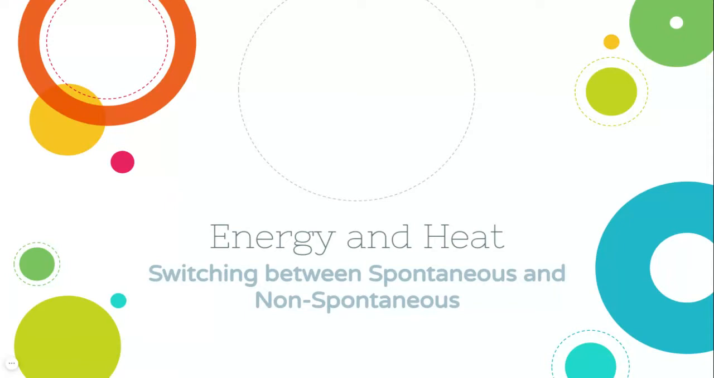This is the one where I was asking you to solve for T. What we're really doing when we use the Gibbs free energy equation to solve for T is to figure out the point where we switch our reaction between being spontaneous and non-spontaneous.